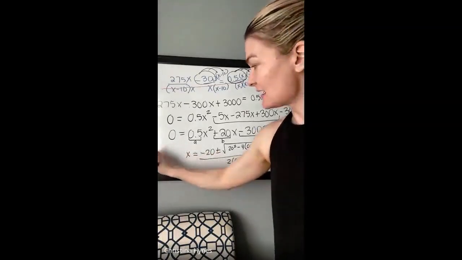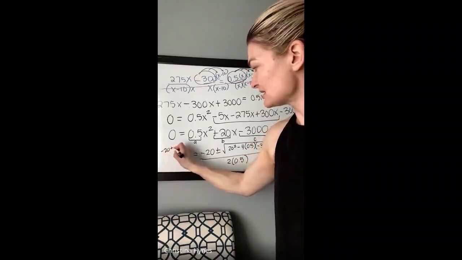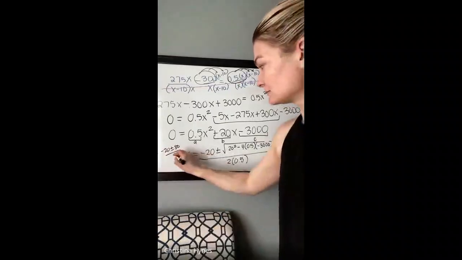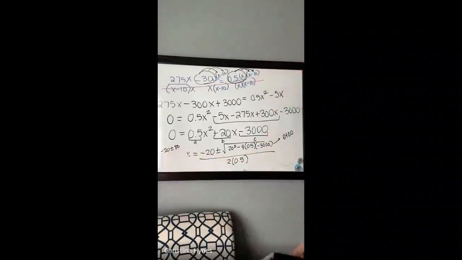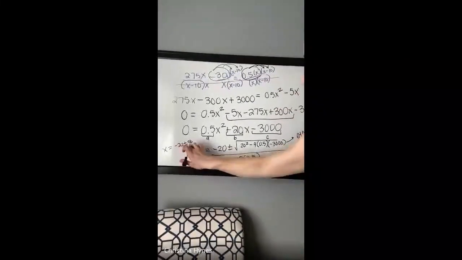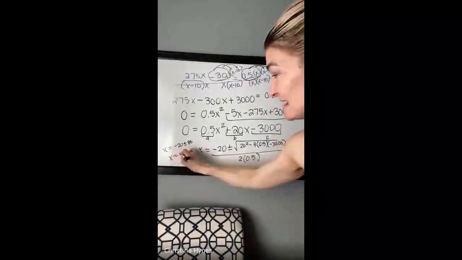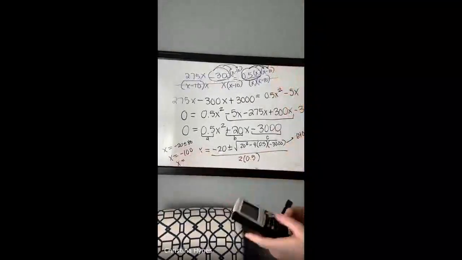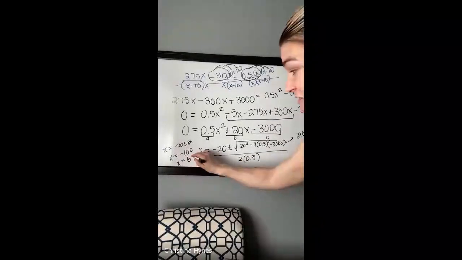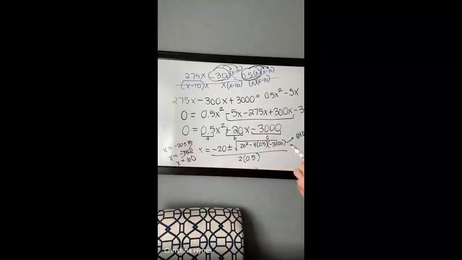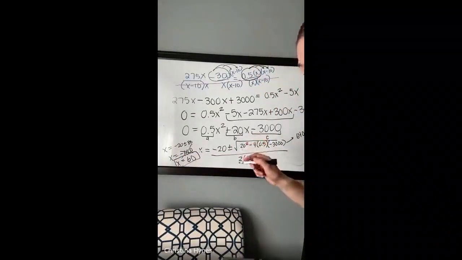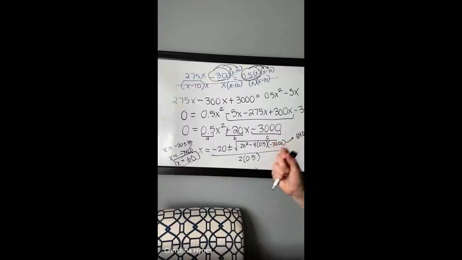So I have x is equal to negative 20 plus minus 80 over 2 times 0.5 is 1. So I don't have to write that. So all you have to do is calculate what negative 20 minus 80 is. So that's going to be negative 100. And x equals negative 20 plus 80. So that's going to be my answer right there, because a negative distance or a negative speed doesn't make sense here. So the only answer that makes sense is negative 20 plus 80, which is 60. So that would be my speed.